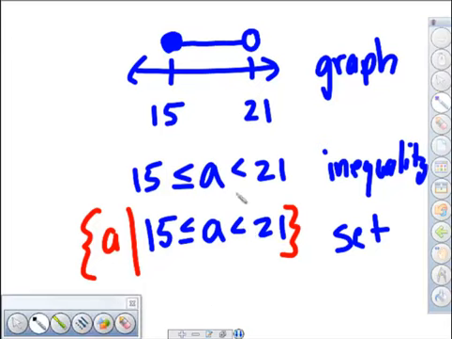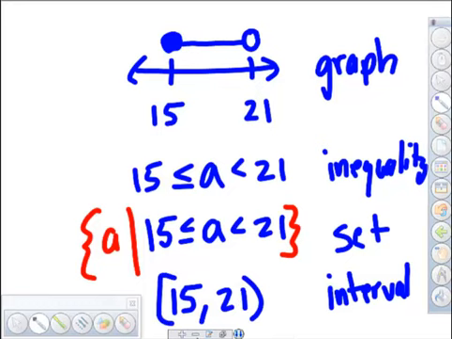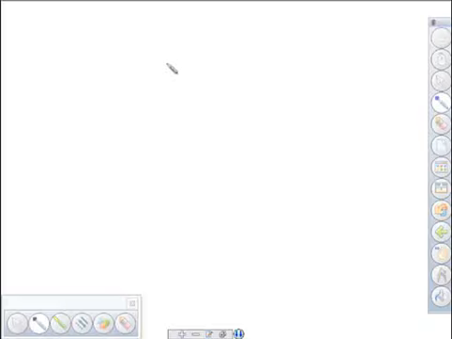Now the last thing that I wanted to show you is called interval notation. Interval notation with the same bit of information just starts at the lowest number all the way up to the highest number, which is 21. And we put a parenthesis on the 21 and we put a bracket on the 15. Now the reason why we put a bracket on the 15 is because the 15 is equal. And the 21 here, since it's not equal to 21, it has an open circle, that means that it gets a parenthesis.